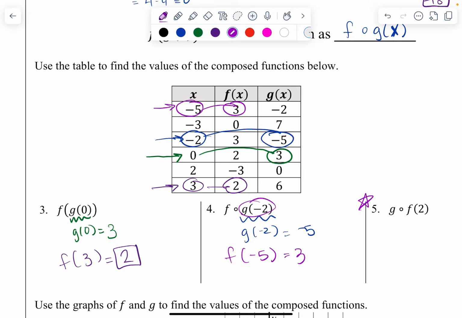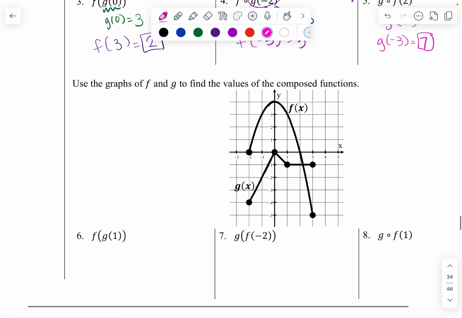Go ahead and pause and try number 5. All right, let's see what you got. Let's find f of 2. f of 2 is right here. It's negative 3. So how do we find g of negative 3? Plug in negative 3 here, plug it into g. We get 7.